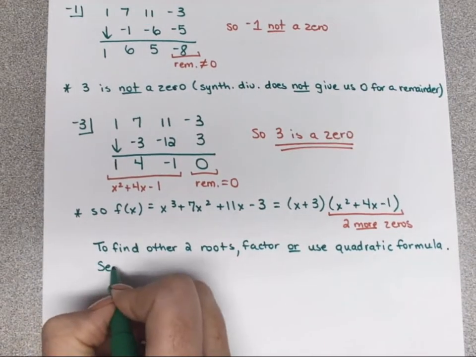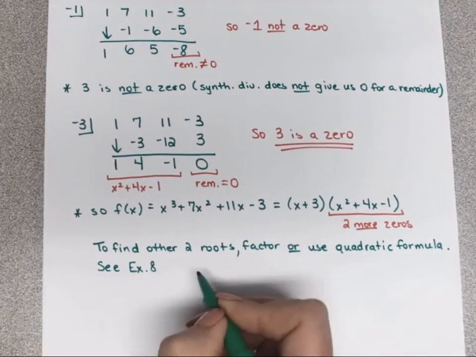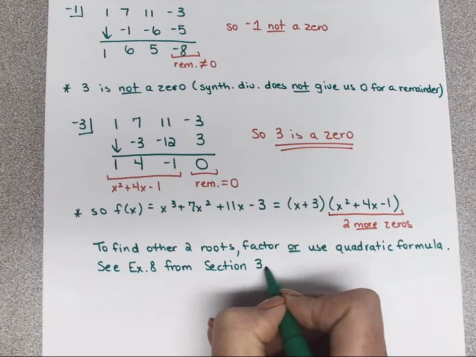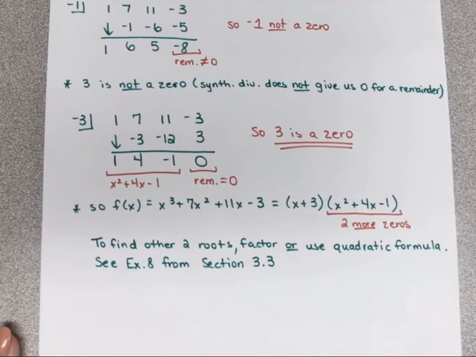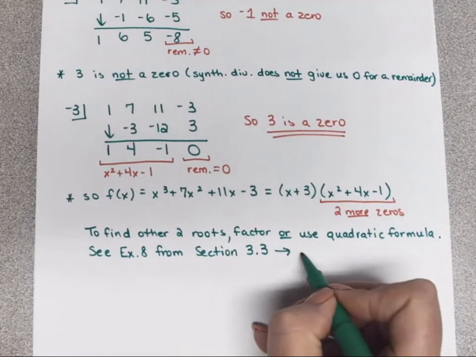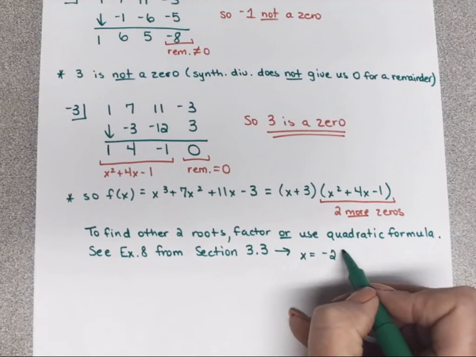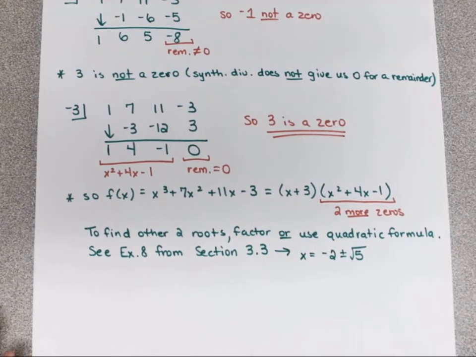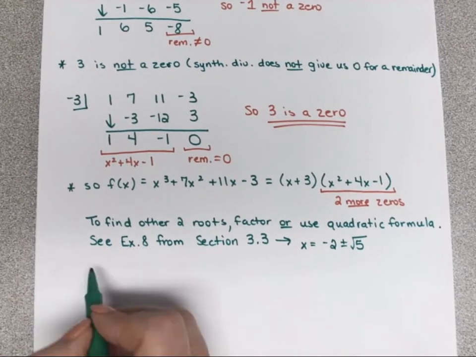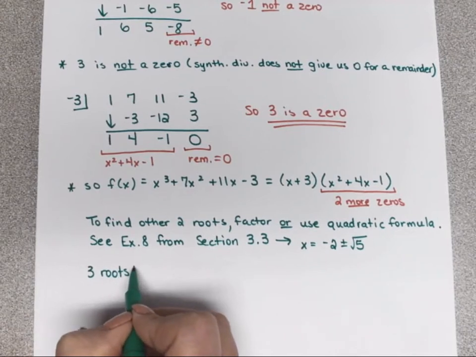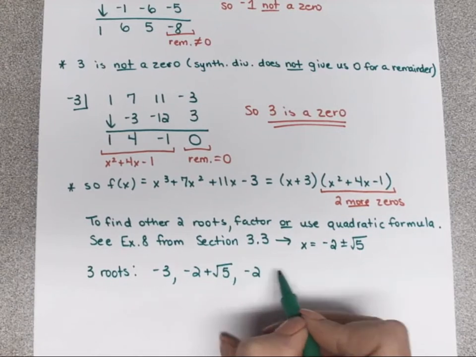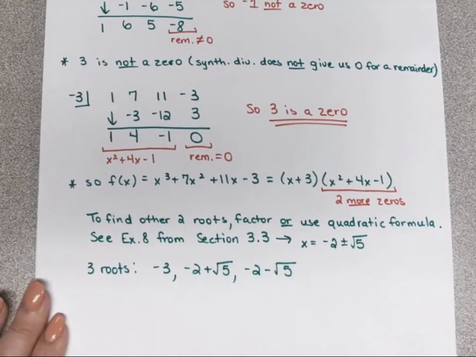So I just want you to know that this is actually one that we've already done last time. You just probably forgot. Okay, so if you see example 8 from section 3.3, it actually has this quadratic formula worked out. And what you end up getting from this example is x equals -2 plus or minus the square root of 5. So the three roots then are -3, -2 plus square root of 5, and also -2 what? Minus square root of 5.